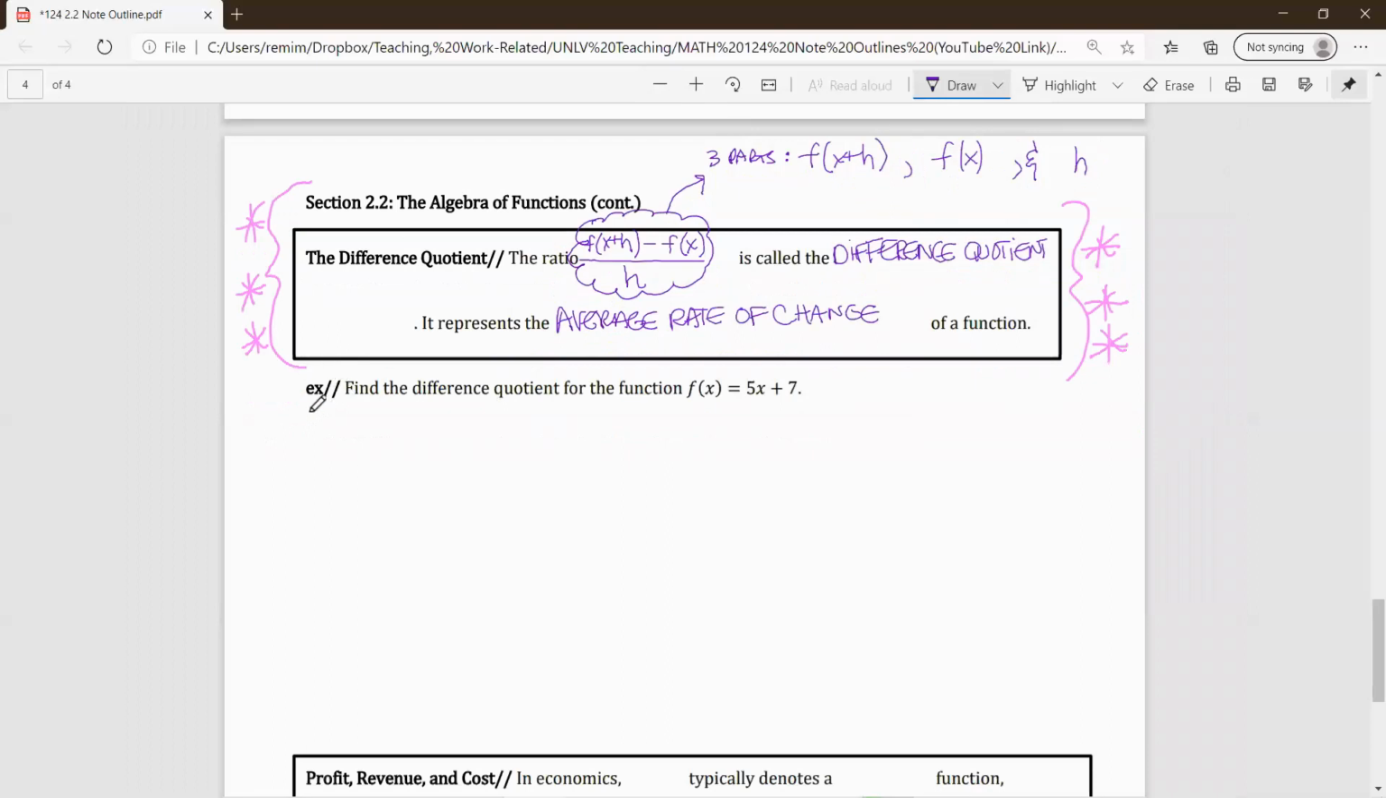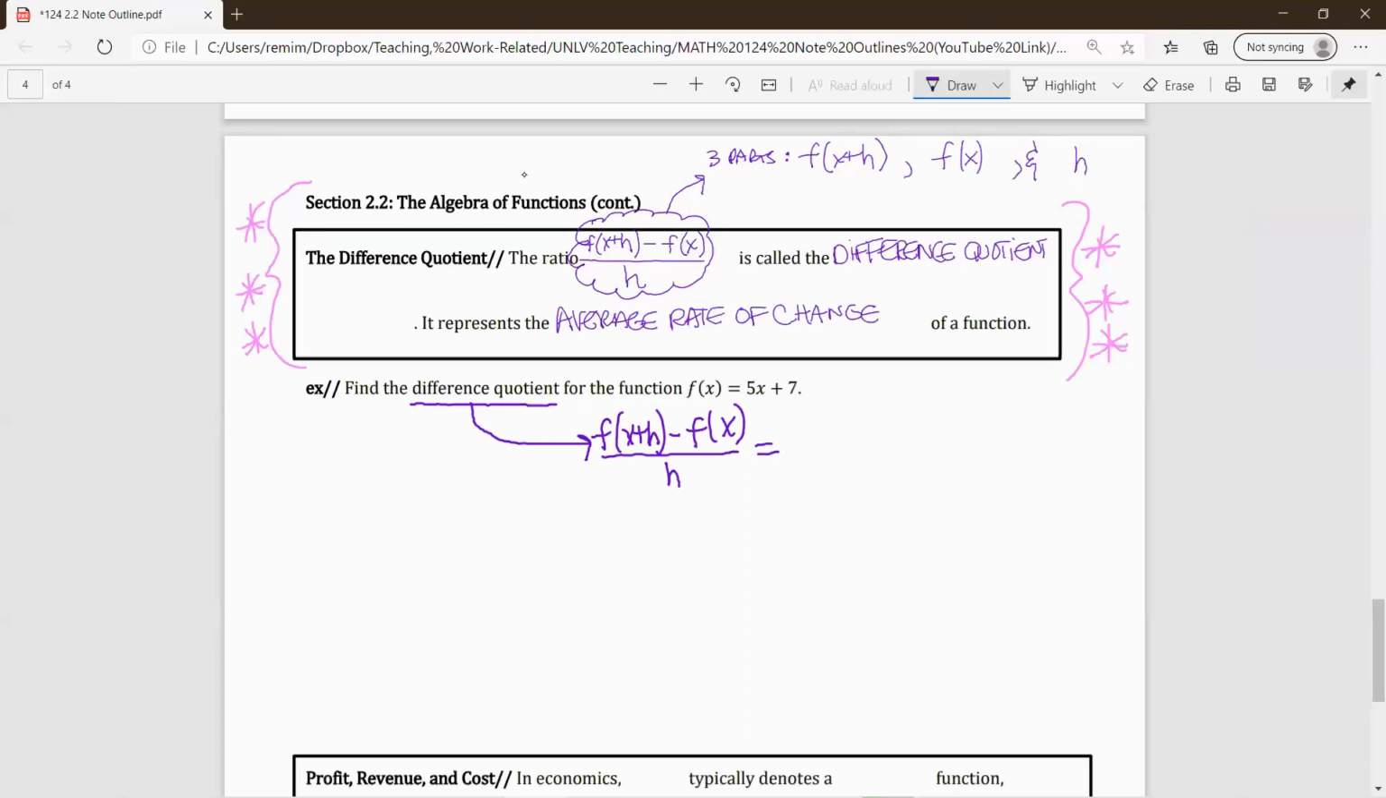So this example says find the difference quotient for the function f of x equals 5x plus 7. So what we're going to do is we see this phrase difference quotient. Let's write that down. That's what we circled up here. So that is f of x plus h minus f of x all over h.